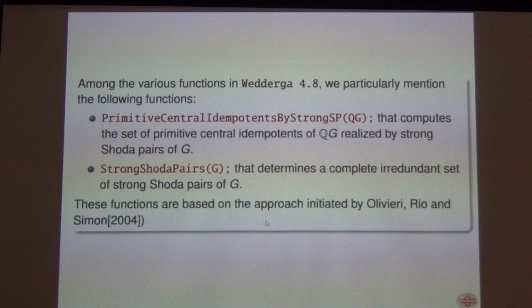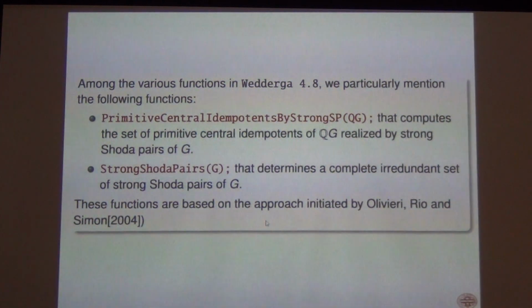And I will just tell you, in the Wedderga 4.8 release, in 2017, there were these two functions. PrimitiveCentralIdempotentsByStrongSP, used to compute primitive central idempotents realized by strong Shoda pairs. And StrongShodaPairs, which determines a complete irredundant set of strong Shoda pairs. There were these two functions.